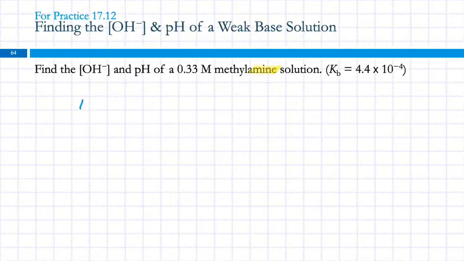Anyway, B, not boron, B for base, plus water will be in equilibrium with HB plus and hydroxide ion.